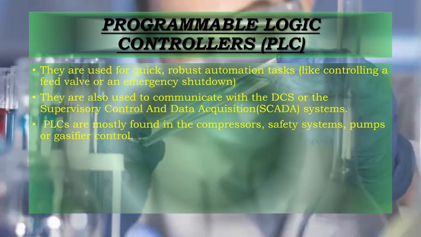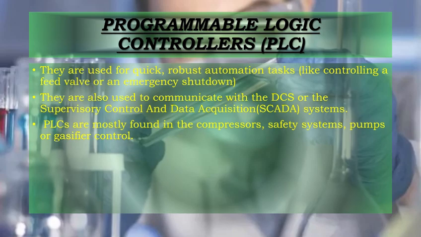Programmable logic controllers, the PLCs. Alongside the DCS, we have PLCs. These are compact computers used for automation tasks like operating a valve or triggering emergency shutdowns. PLCs are especially used in equipment such as compressors, safety systems, and gasifiers. They also communicate with DCS and SCADA systems, forming part of a smart connected system.